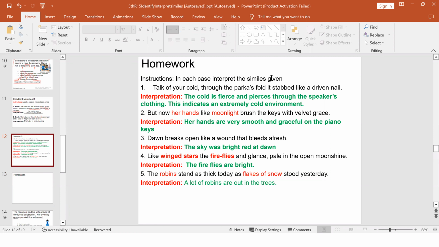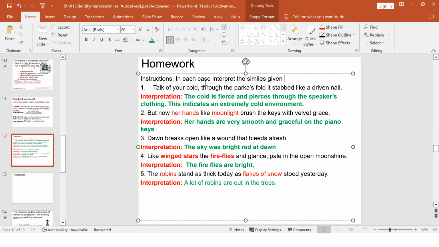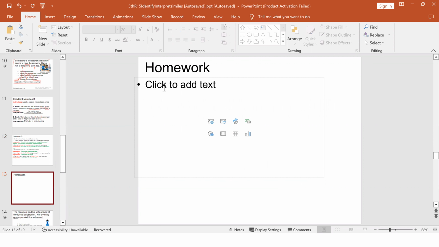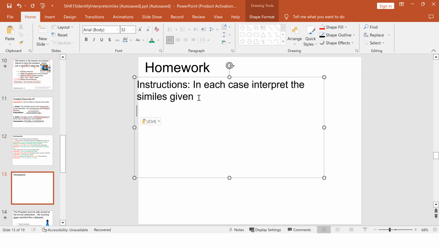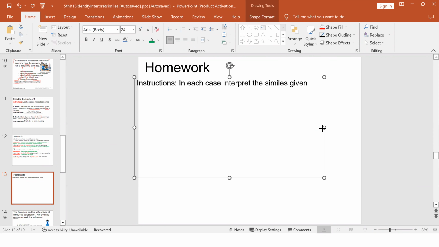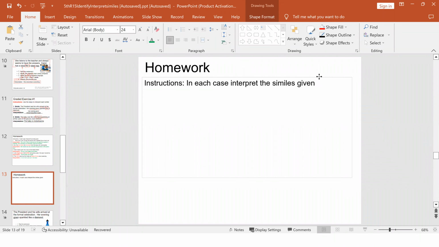So the homework is the same thing. We're gonna interpret the similes that we are given, but I'm gonna give you some new similes. What I would recommend, which would make it easier, is that you should definitely find what two things are being compared first. Once you know what two things are being compared, then you'll be able to answer it.